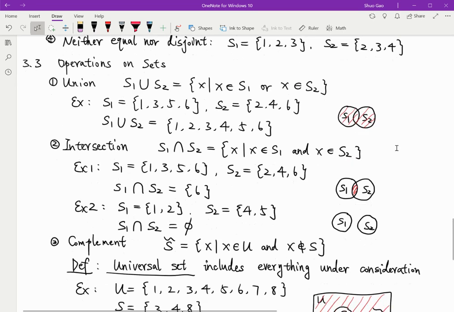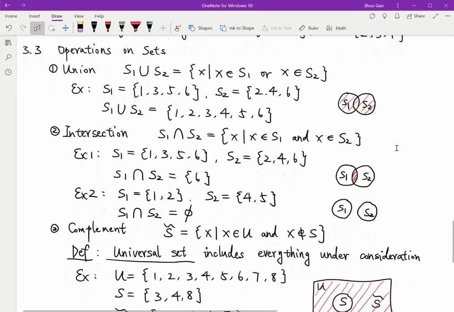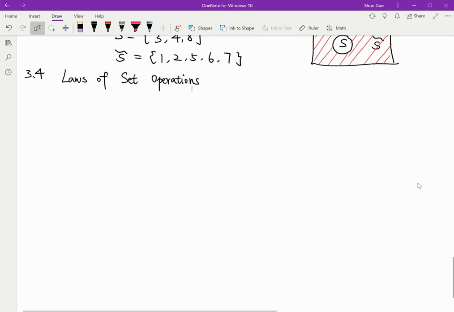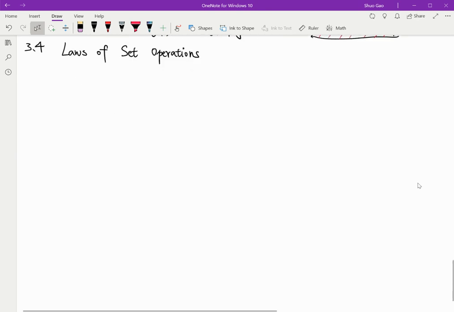Okay, so we just talked about the three operations. So this is 3.3, and then 3.4, we'll talk about laws of set operations. Some laws, right? First, the commutative law.